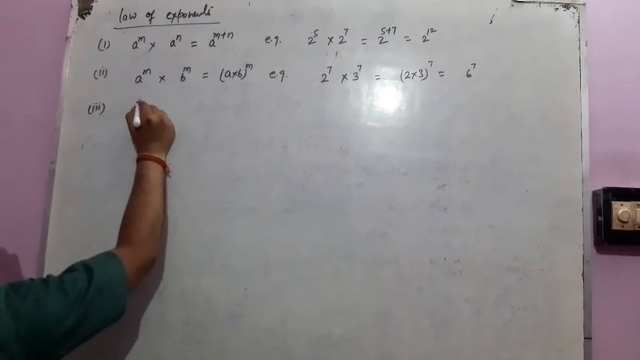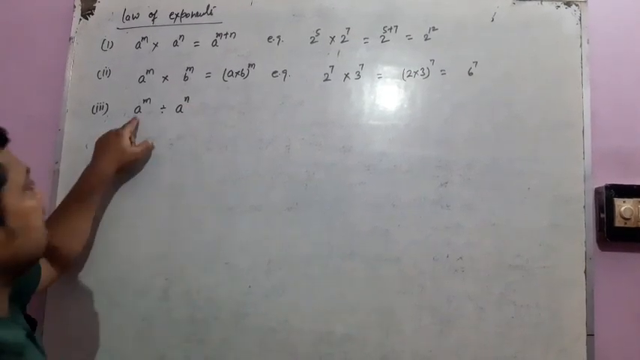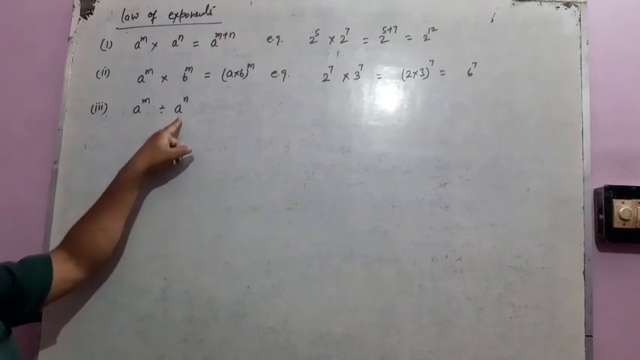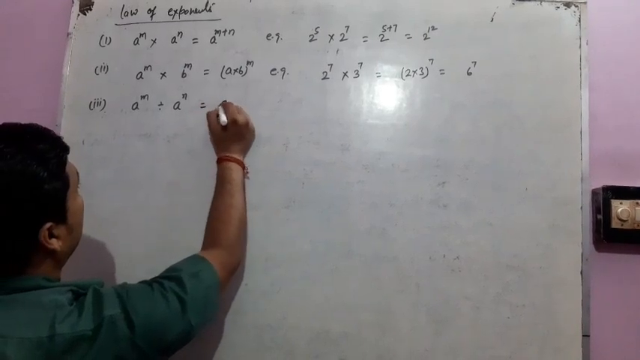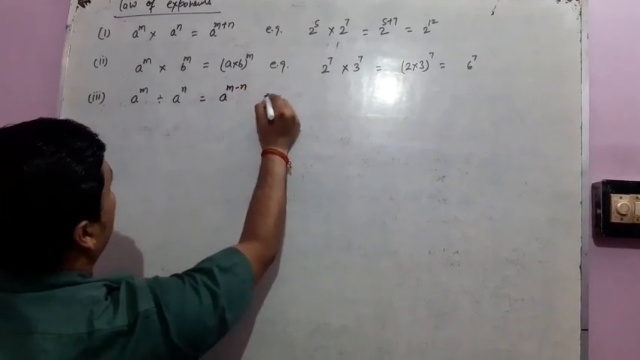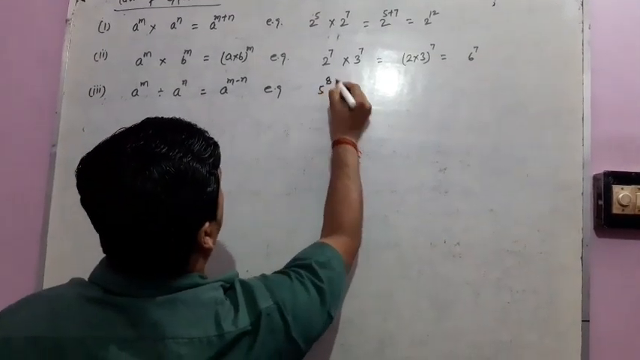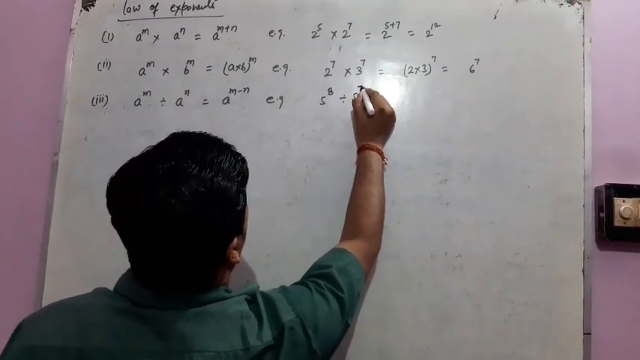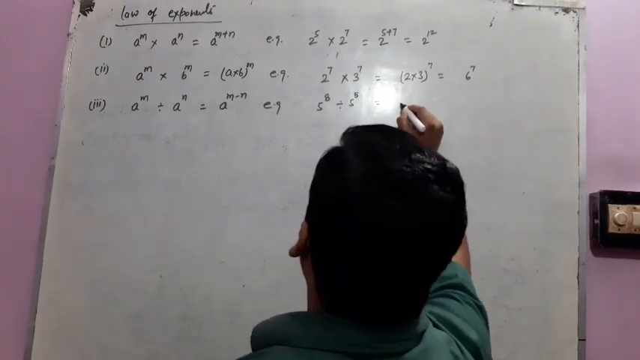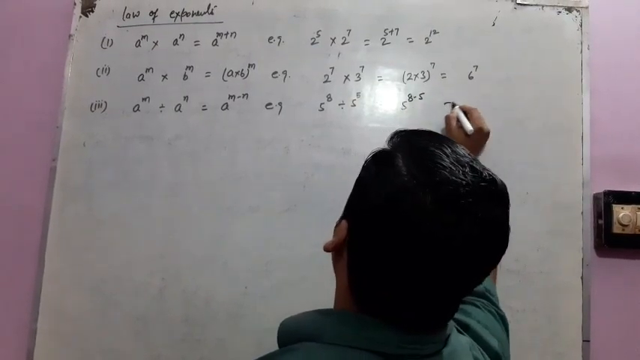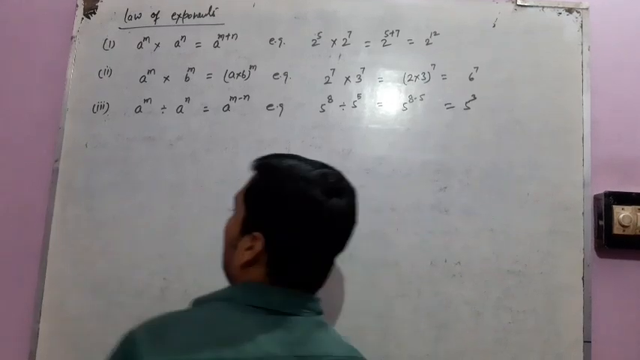If two numbers are divided and have the same base, then we subtract their exponents, if m is greater than n. For example, 5 to the power 8 divided by 5 to the power 5. Then our result is 5 to the power 8 minus 5, that is 5 cubed. Okay, now the next law.